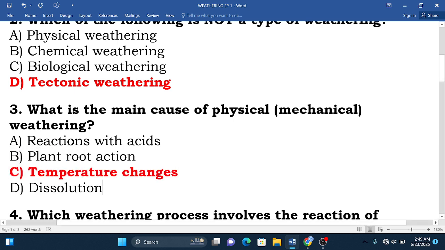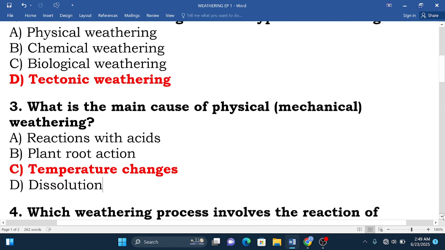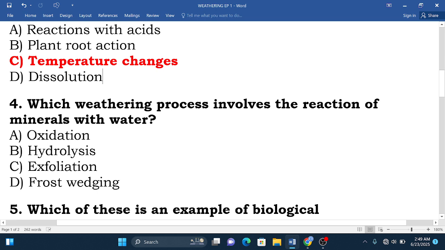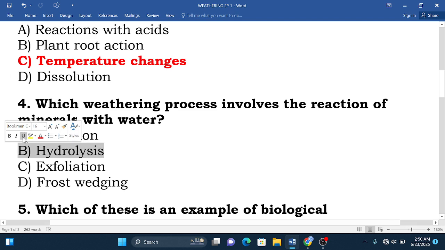Let's go to question number 4. The question is asking, which weathering process involves the reaction of minerals with water? A. Oxidation. B. Hydrolysis. C. Exfoliation. D. Frost wedging. So here the correct answer is hydrolysis, the process of chemical weathering where there is a reaction of minerals with water.